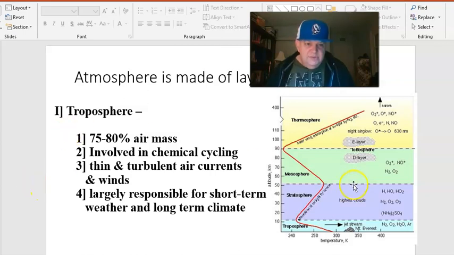And then there's the mesosphere and the thermosphere. Now the ionosphere, this is what allows radio signals to bounce across the world, literally. The ionosphere allows for things like TV signals and radio signals to bounce.